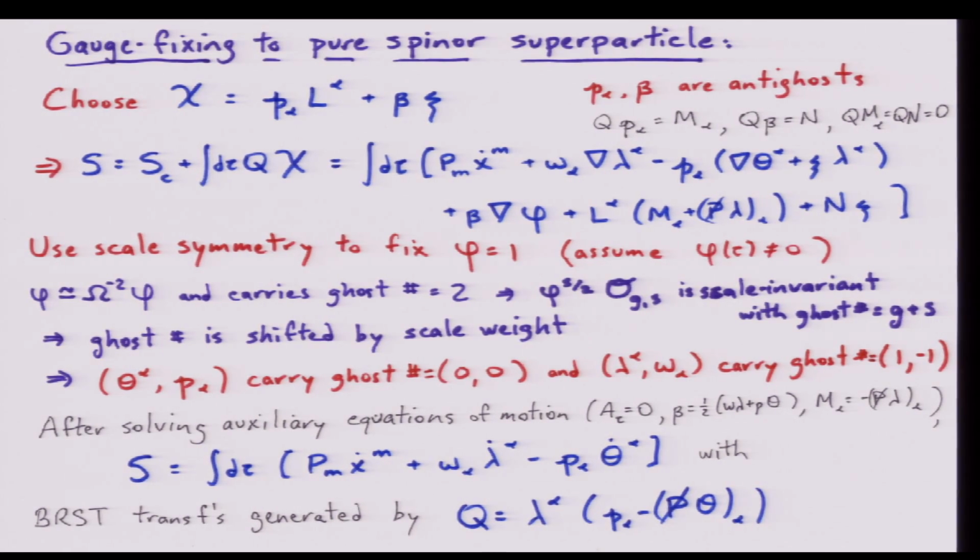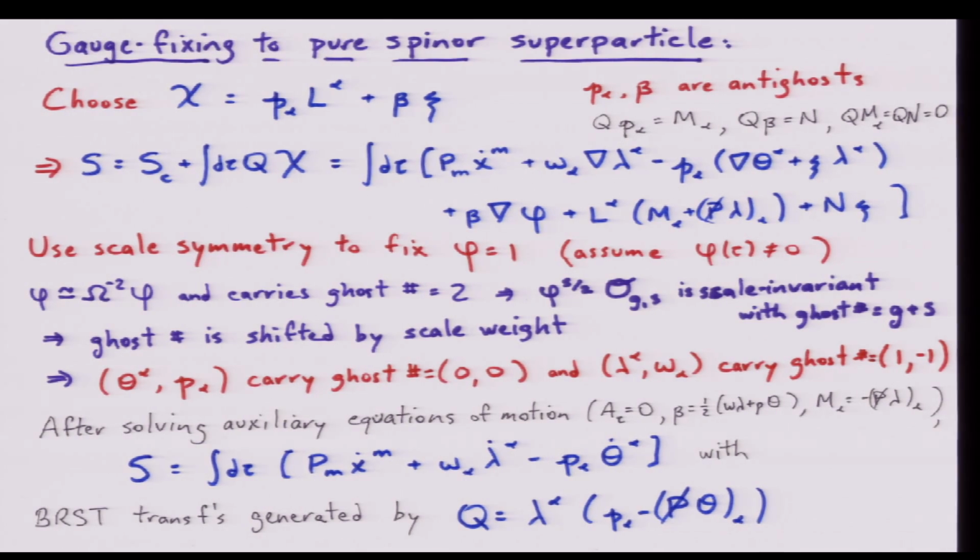But phi, remember, carries ghost number. It's a ghost for ghost, so it carries ghost number 2. And furthermore, it carries scale weight, so it's not scale invariant, which means that when I do this gauge fixing, all the fields which have a certain ghost number are going to be shifted, because this object here is easily shown to be scale invariant. So if this operator scales with weight s and has ghost number g, this operator here is scale invariant, because this operator here has scale weight minus s. So this operator is scale invariant, but now it has ghost number g plus s, because this has ghost number 2, phi. So the ghost number is just shifted by the scale weight.